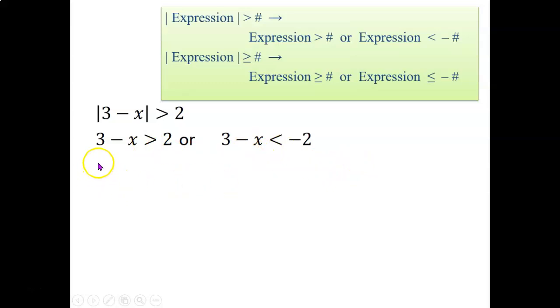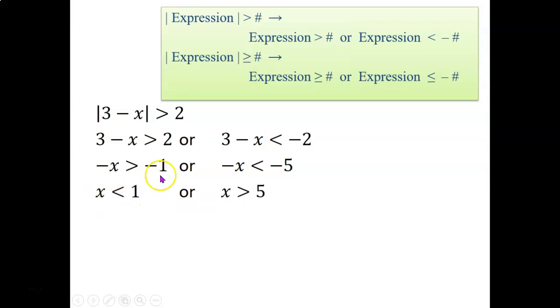Now we got to finish solving these for x. So I'm going to subtract 3 on both sides. Negative x is greater than negative 1. Here, if I subtract 3 from both sides, negative x is less than negative 5. And to go from negative x to just x, I'm going to divide by negative 1. But since I'm dividing by a negative number, the inequality gets reversed. X is less than, and then negative 1 divided by negative 1 would be positive 1. Or x is greater than, and then negative 5 divided by negative 1 would be positive 5. So x is less than 1 or x is greater than 5.